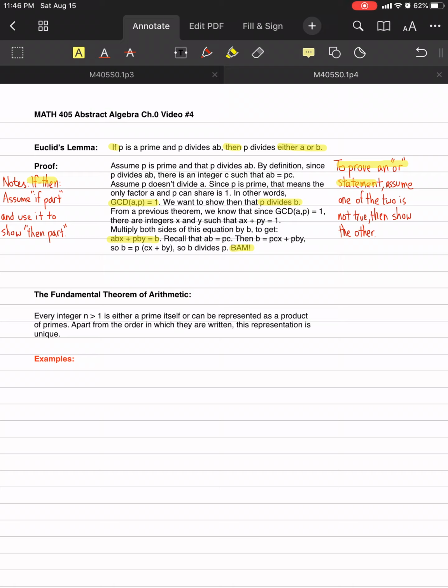So the fundamental theorem of arithmetic is essentially a theorem about, wow, Loki's really nuts right now. I don't know what's going on.